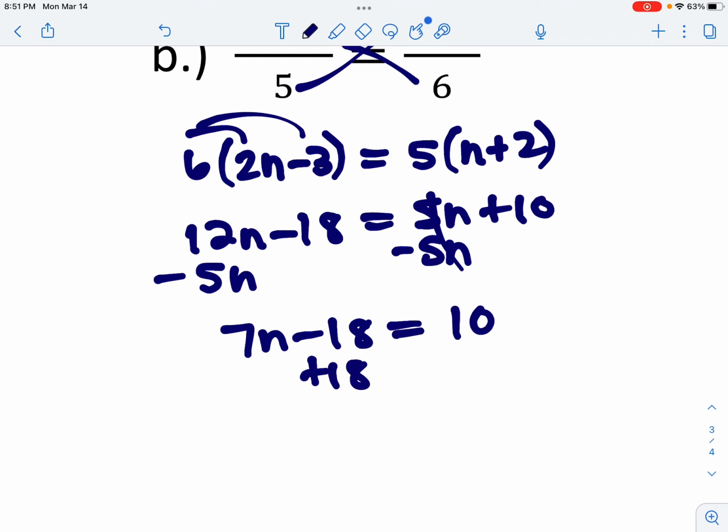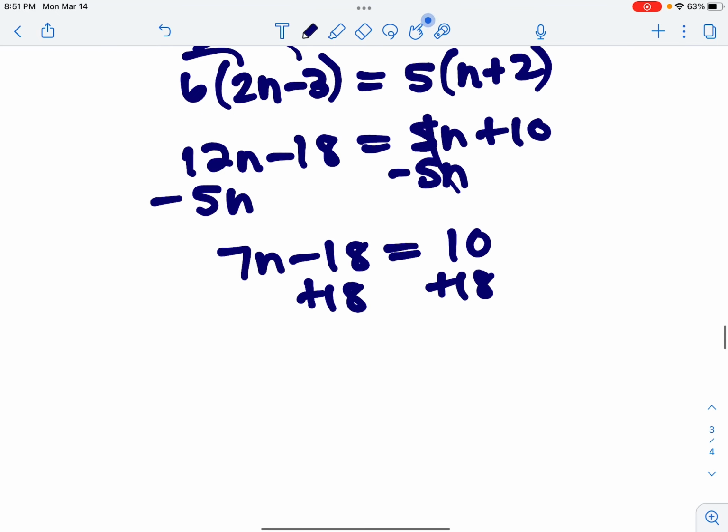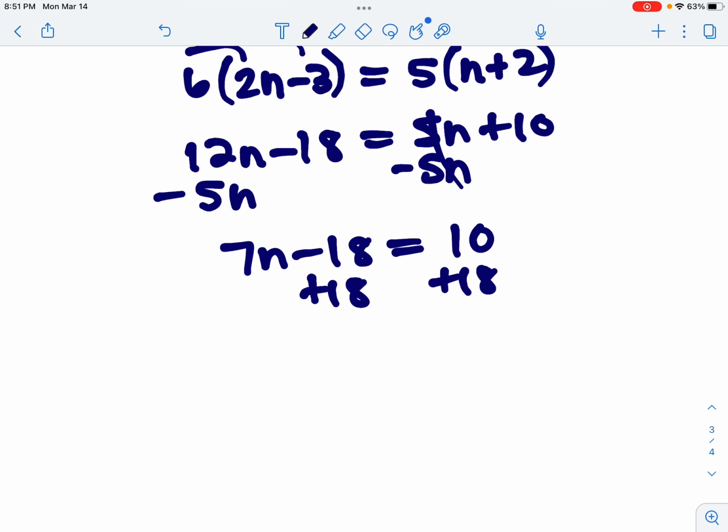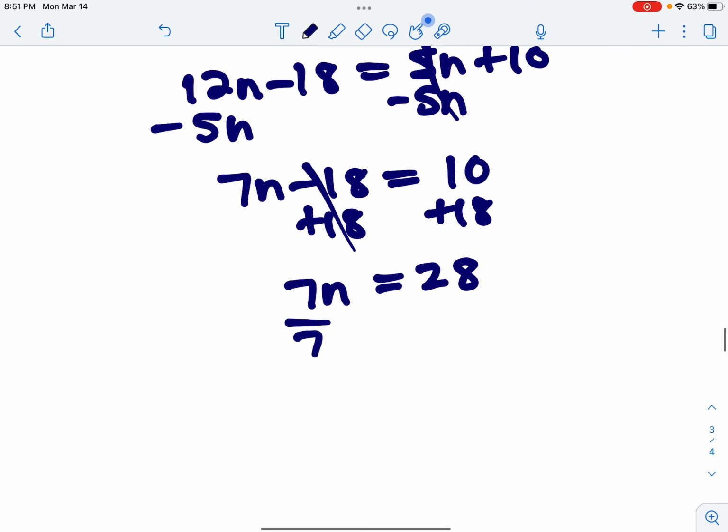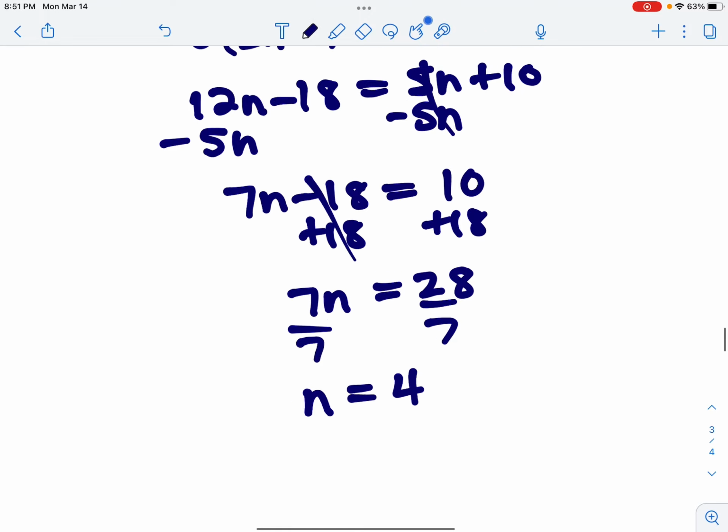Add 18 to both sides. You guys can do that all in one step. I normally do, but because I'm reteaching it and making sure you understand it, I'm keeping them separate. So you can cross off that. We get 7n is equal to 28. Divide both sides by 7. So then n equals 4.